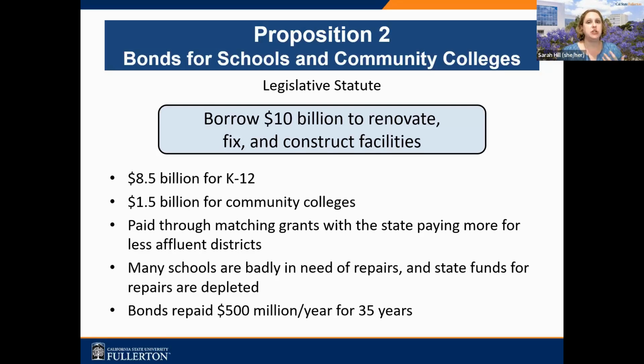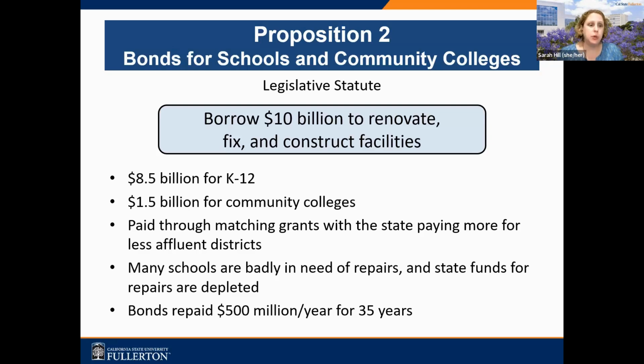And so the legislature is coming to the voters saying, we need to replenish this fund. Please approve this money. And the way we would pay it off is $500 million for 35 years. So $500 million a year for 35 years. That's how we pay off bonds, is a little bit every year with interest.